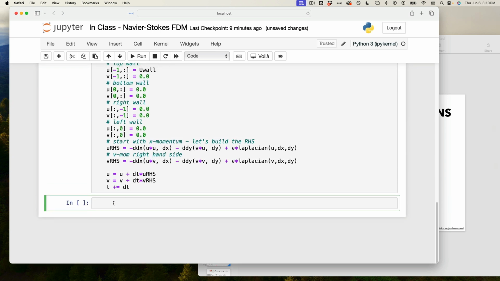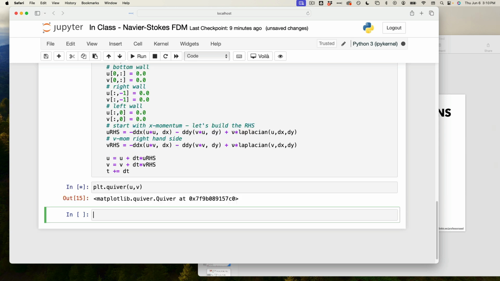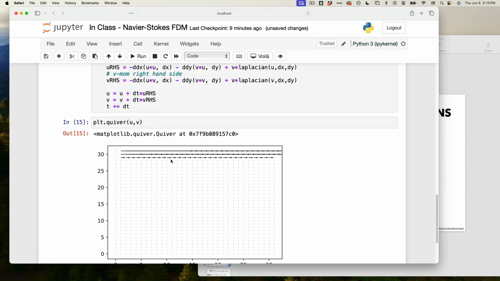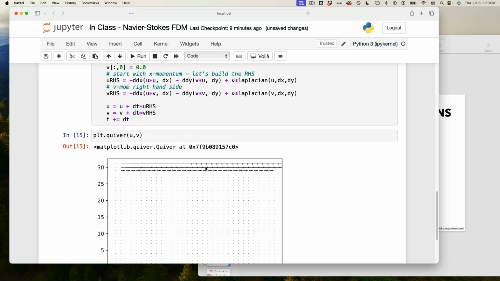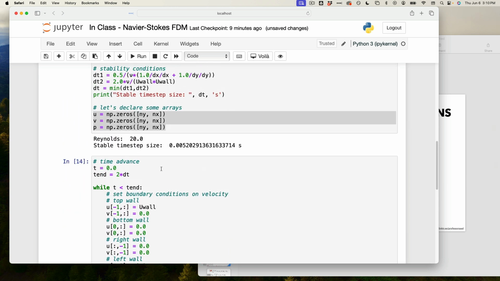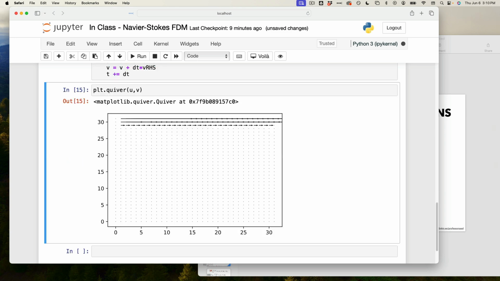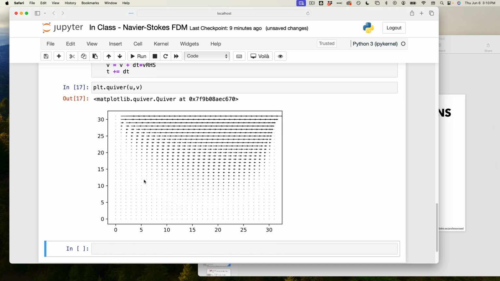So let's do a quick vector plot. With the vector plot, you can do plt.quiver and just give it u and v velocities, the 2 velocity vector fields, and it's just doing nothing, right? It's just moving the top wall correctly, but the flow is not what we expect it to be, right? So let's move it a few more time steps. Let's say 4,000 time steps. Okay. Why is the flow not turning?